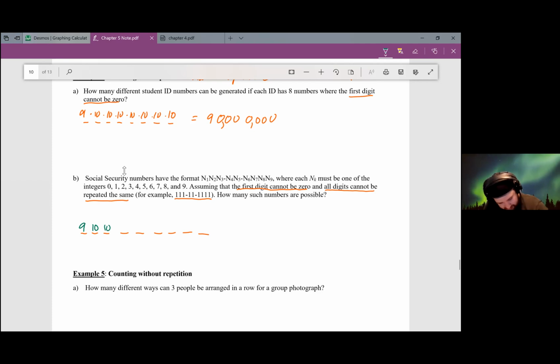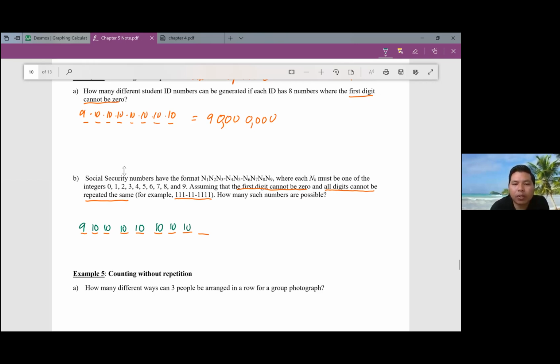10? All right. So this guy, is there any restrictions? 10. This one also 10. This one also 10. This one also 10. This one also 10. This one also 10. Right? But that also includes the 1, 1, 1, 1, 1, or the 2, 2, 2, 2, 2, 2, or the 3, 3, 3, 3, 3, or the 9, 9, 9, 9, 9, 9. Yes? So how do we take care of that?